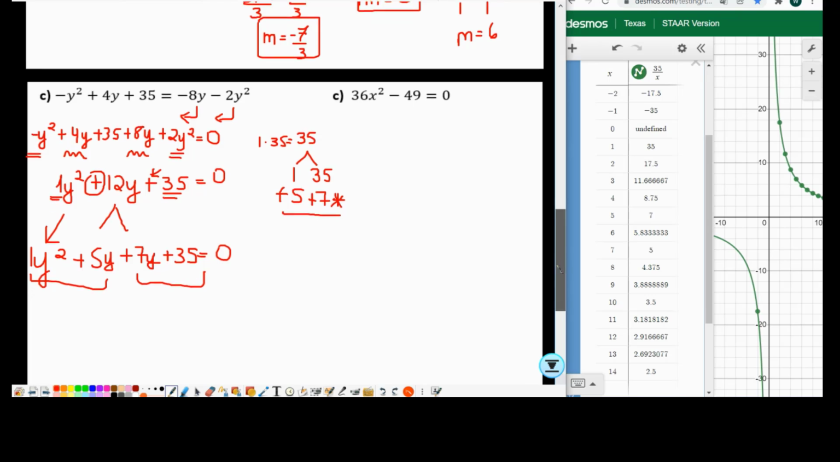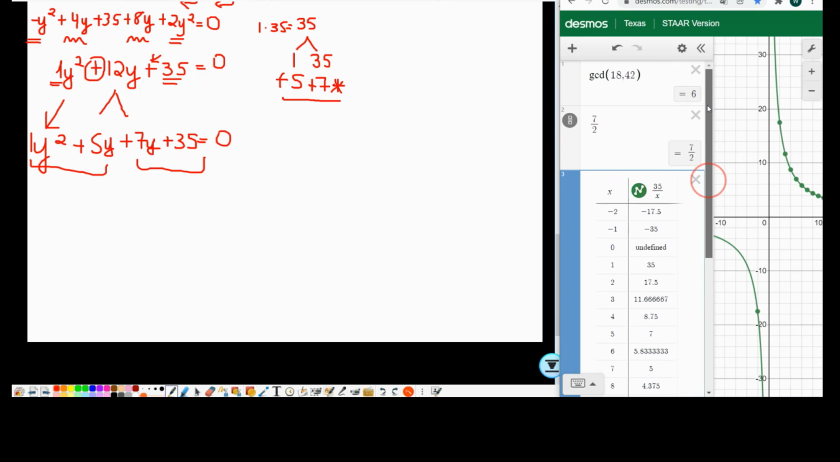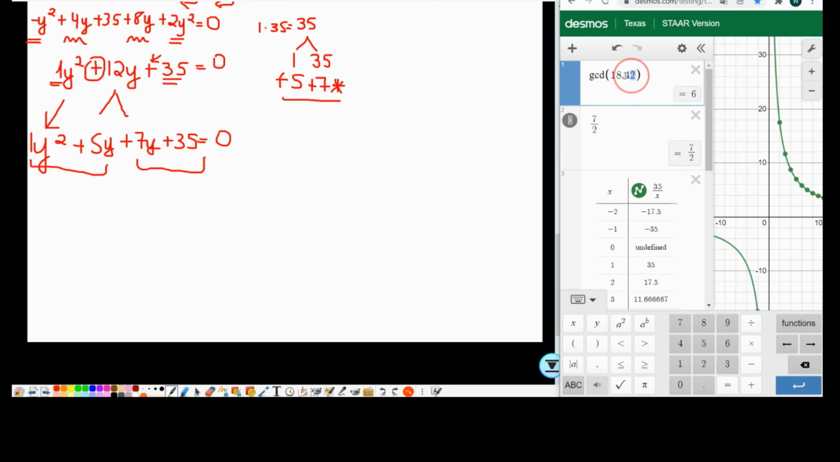And we're going to ask ourselves, what is the biggest number to divide 1 and 5? If you cannot think of it, you can always ask the calculator by using GCD 1, 5, and it tells us that the biggest number to divide 1 and 5 is 1. We can also factor out a y. So 1y squared divided by 1y is 1y. 5y divided by 5y is positive 5.